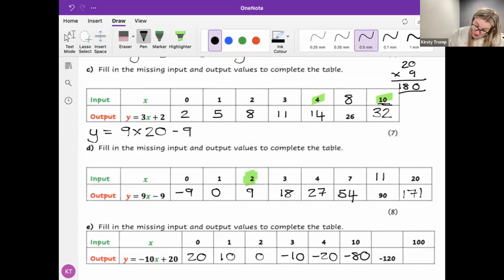Then I've got to work out what my x value is. To work out what my x value is, I have to do my trial and error. And when I do my trial and error, I get 14. And finally, for my last one, negative 10 times 100 is negative 1,000. And negative 1,000 plus 20 will give me negative 980. Okay, negative 980.